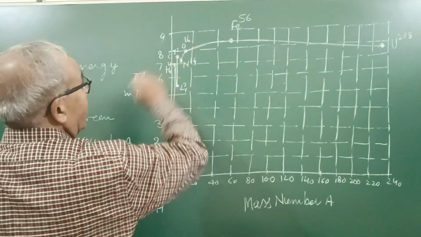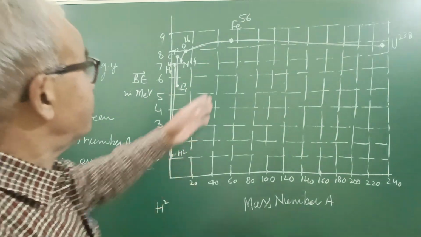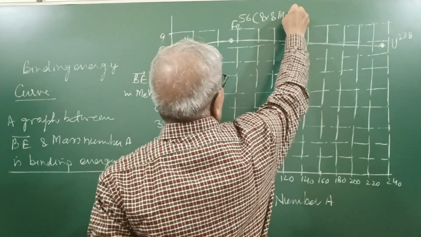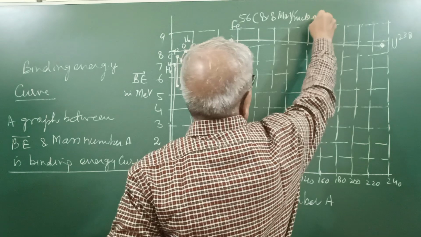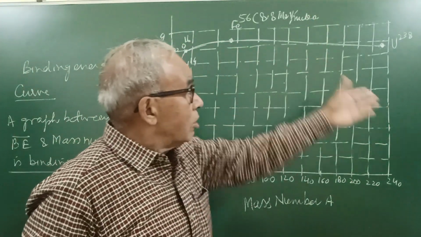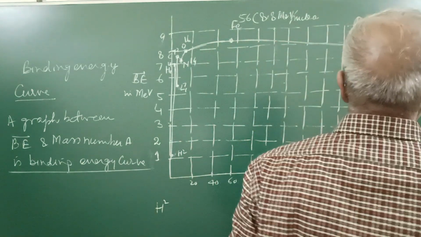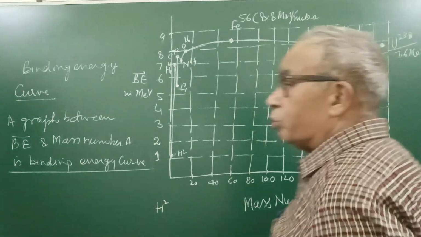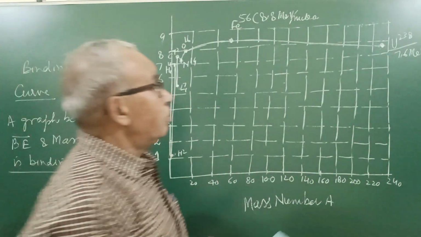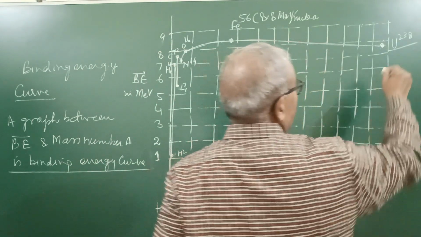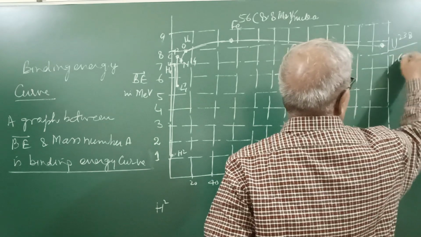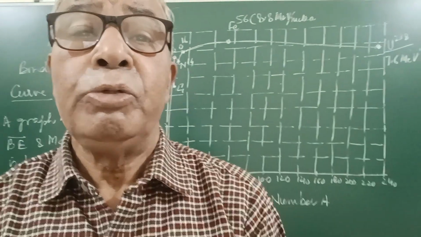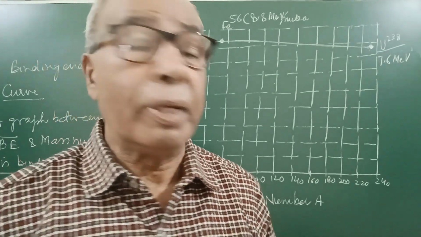For oxygen, it is nearly 8. And then for iron, it is 8.8 MeV per nucleon. And then it decreases slowly and drops to 7.6 MeV for uranium-238. It is important to remember this number, 7.6 MeV, million electron volt for uranium-238. Please remember this number.